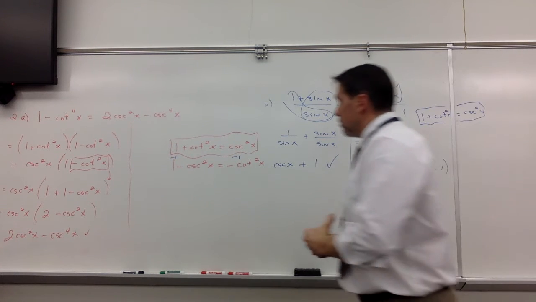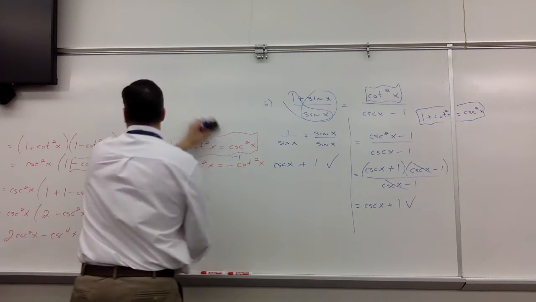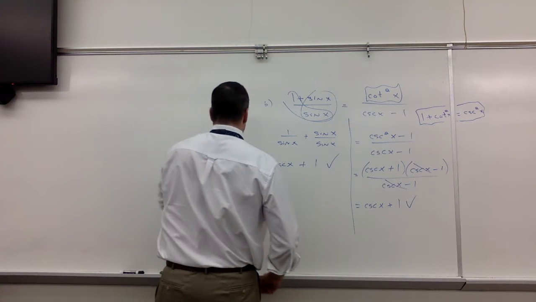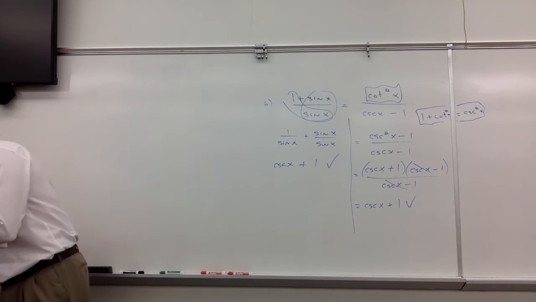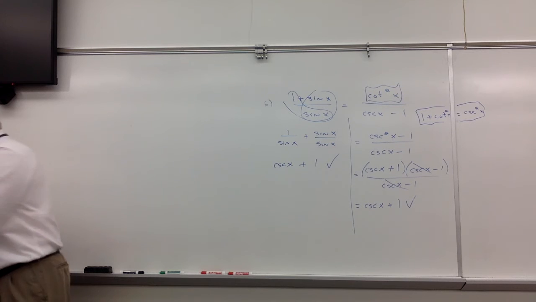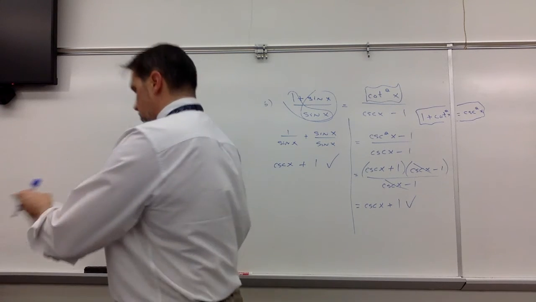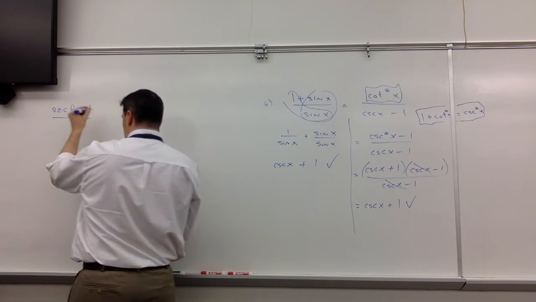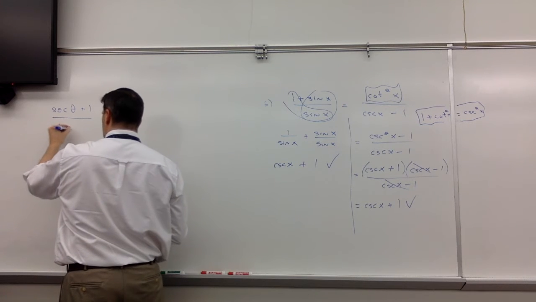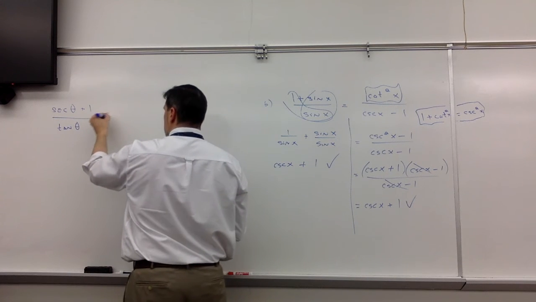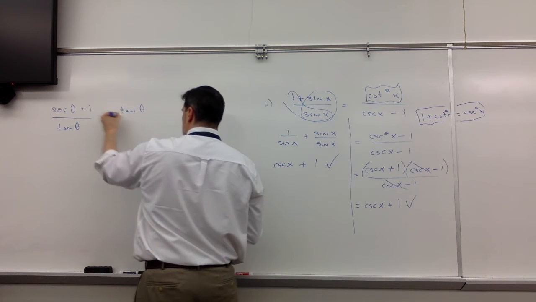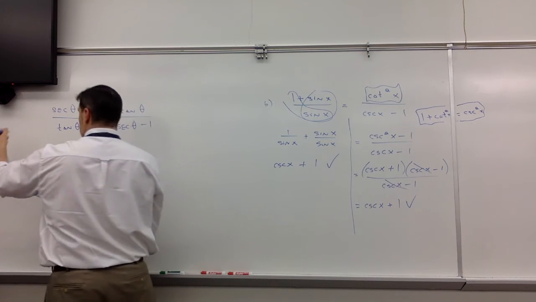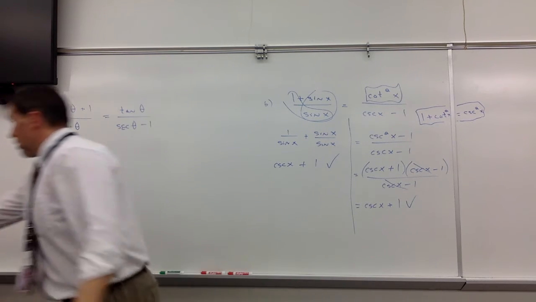should work. All right, let's see if we can't sneak another one in this video. Letter C. Here we go. Let's see. Letter C. Where'd you go? Letter C. We got secant theta plus 1 over tangent of theta equals tangent of theta over secant of theta minus 1. So this is letter C. All right.